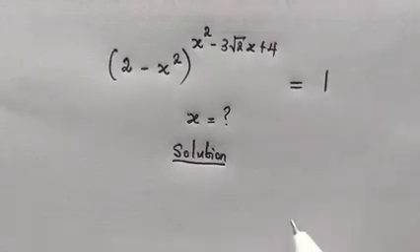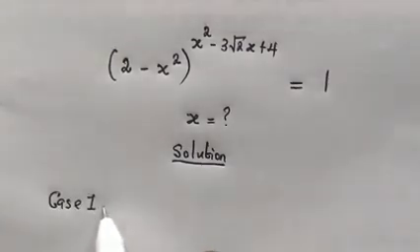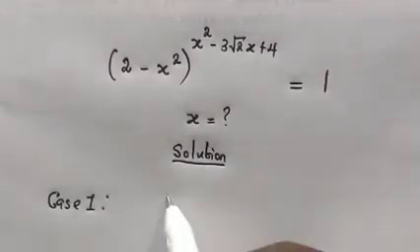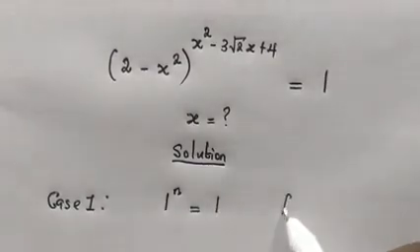So let's get started. We have three cases here. Let us start with case 1. In our case 1, this is where we remember that 1 to the power of anything will give us 1, right? For all n.